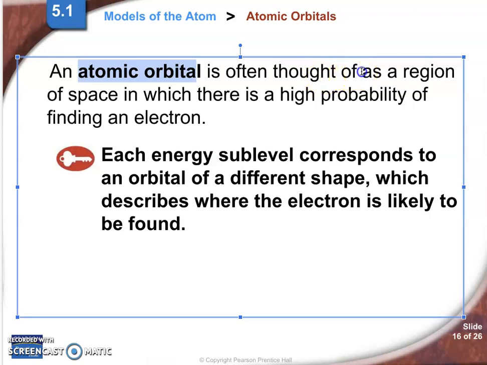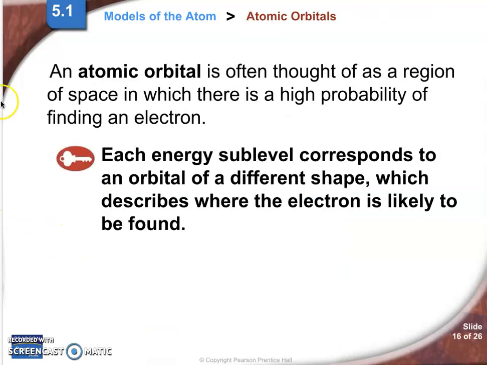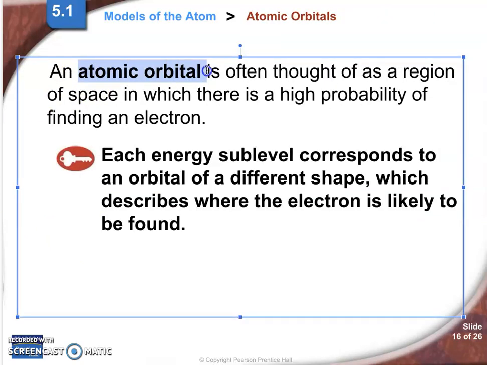It's a region of space with a high probability of finding an electron. It is a space in which there is a high probability of finding an electron. Okay, that's the meaning of orbital. It is the area where you can find the electrons. You don't know exactly where, like these propellers, but you know it is in there. It is the most possible area, and it is called an atomic orbital. You may want to write it down.